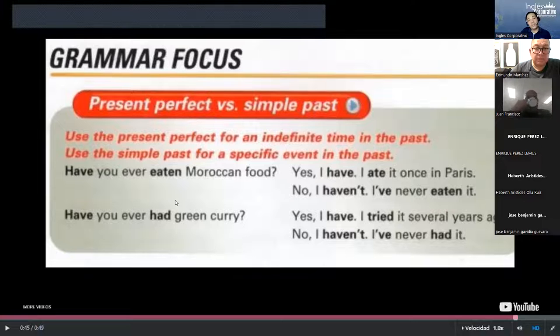Have you ever spoken in public? Have you ever drunk alcohol while working? ¿Alguna vez has bebido alcohol mientras trabajas?